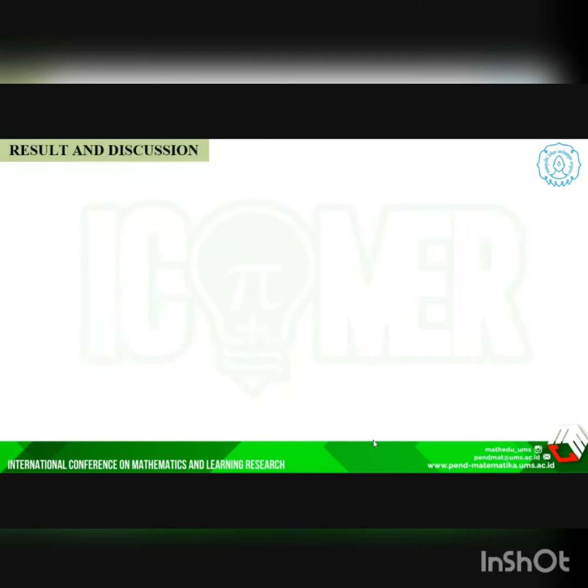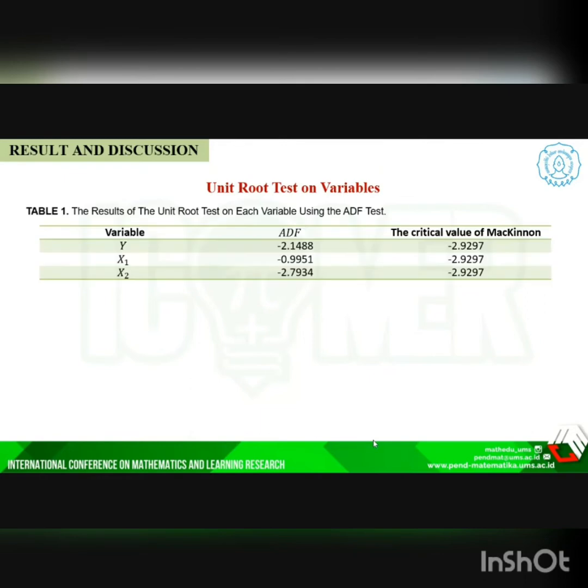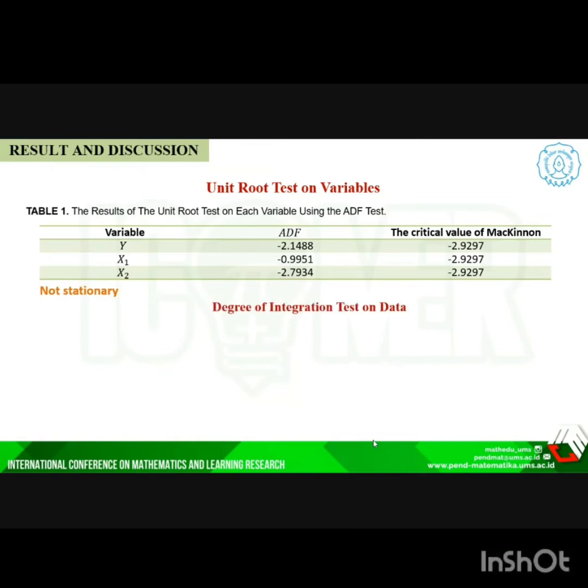Result and discussion. Unit root test on variable. Stationarity of data was tested using the unit root test or ADF test. The result is shown on the slide. Table 1 shows that each variable is not stationary because the value of ADF test is greater than the critical value of MacKinnon.